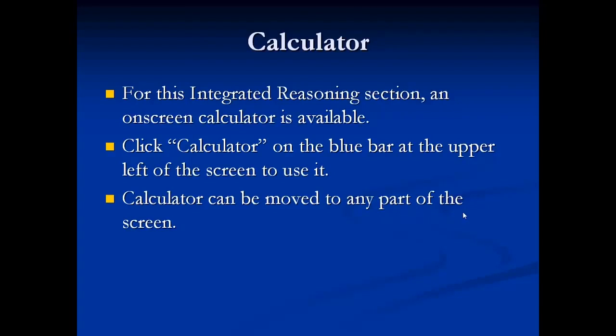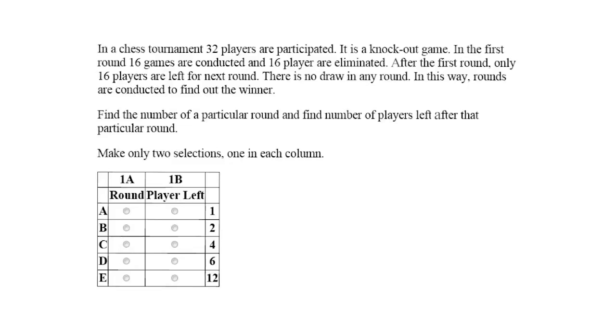In the Integrated Reasoning section, an on-screen calculator is provided. You can click the blue bar at the upper left corner of the screen, then the calculator appears, and that calculator can be moved anywhere on the screen. The question has 3 parts. The first part explains the situation, or the problem. The second part of the question asks to find 2 values. In the third part, the various choices for the answer are given. Here, in this question, the top part explains the situation of the problem.